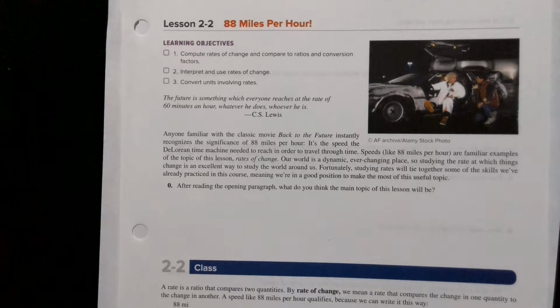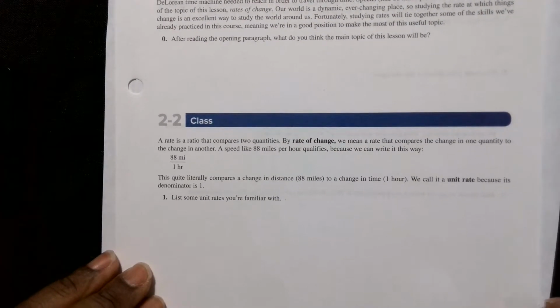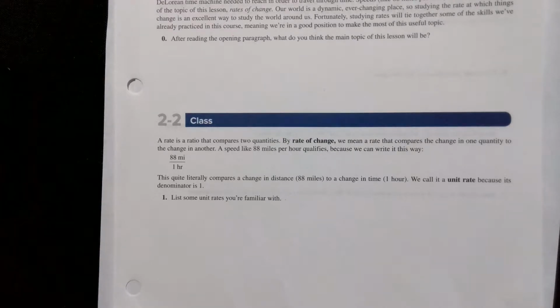Okay, now, if we go down here to the bottom, it says a rate is a ratio that compares two quantities. By rate of change, we mean a rate that compares the change in one quantity to the change in another. A speed like 88 miles per hour qualifies because we can write it this way: 88 miles divided by 1 hour. This quite literally compares a change in distance, 88 miles, to a change in time, 1 hour. We call it a unit rate because its denominator is 1.